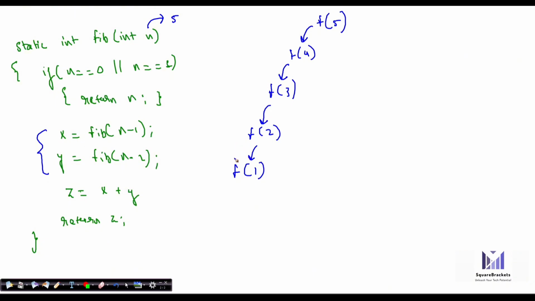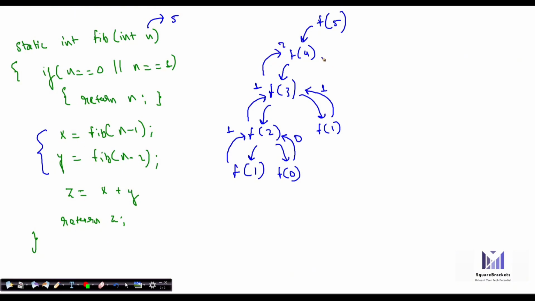F1 is going to return to f2. What exactly is it going to return? The value of n, and n is 1. Then it calls f0, and f0 returns 0 obviously. So 1 plus 0 is 1, so it returns 1 here. Now it calls f1, that is 3 minus 2, that is 1, f1. It is going to return 1. It becomes 1 plus 1, 2 here.